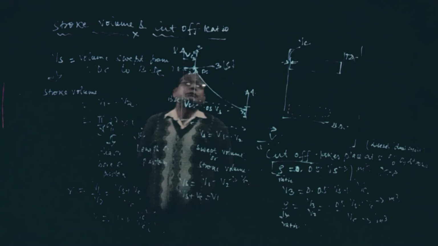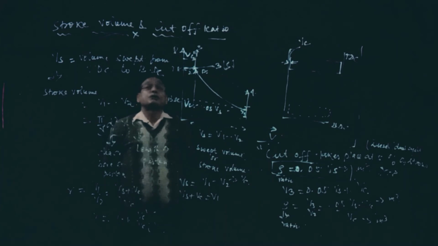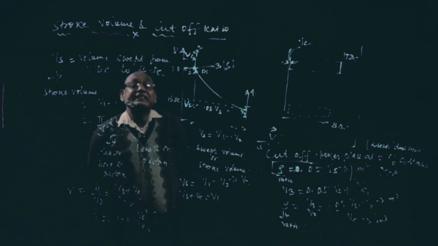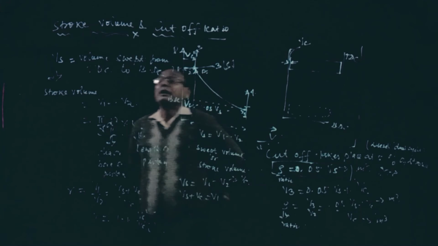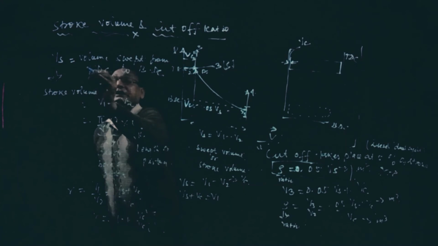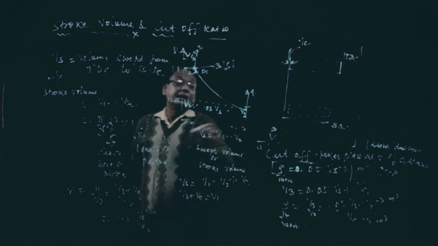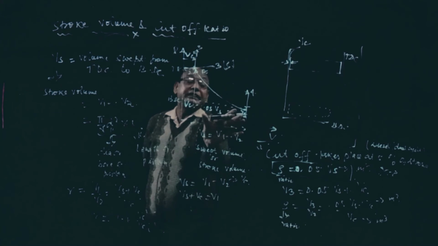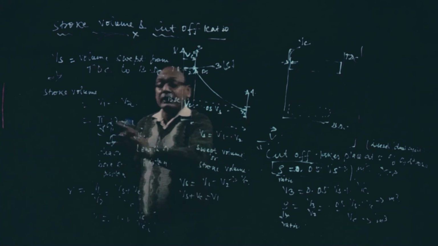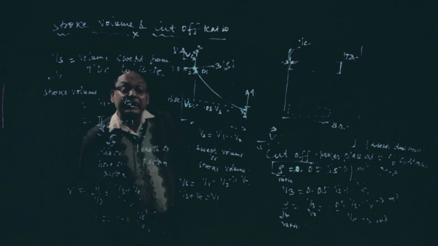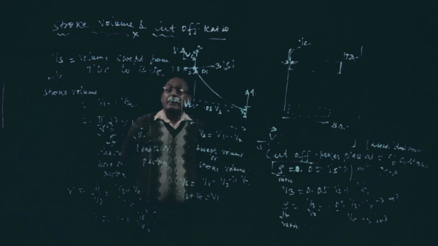So let us sum up what we have discussed in this class, that is stroke volume and cutoff ratio. The volume displaced by the piston from TDC to BDC, the volume swept from TDC to BDC, is known as stroke volume or swept volume. That is the definition. How to find it out? That is V1 minus V2. This is the stroke volume or swept volume. Another way is pi by 4 d square, where d is the bore of the piston, into L, the length of the piston stroke, which gives us stroke volume or swept volume.